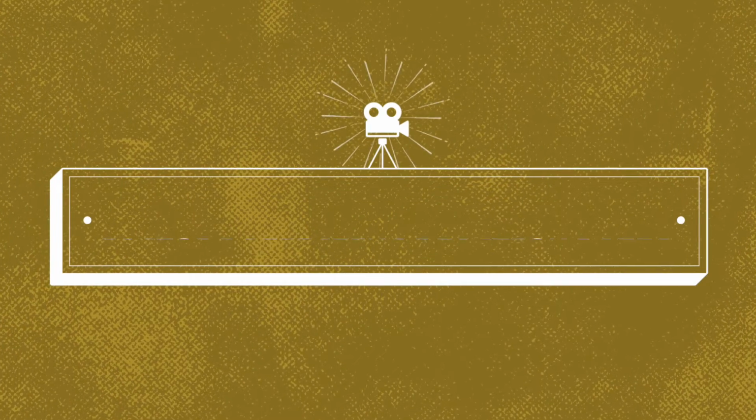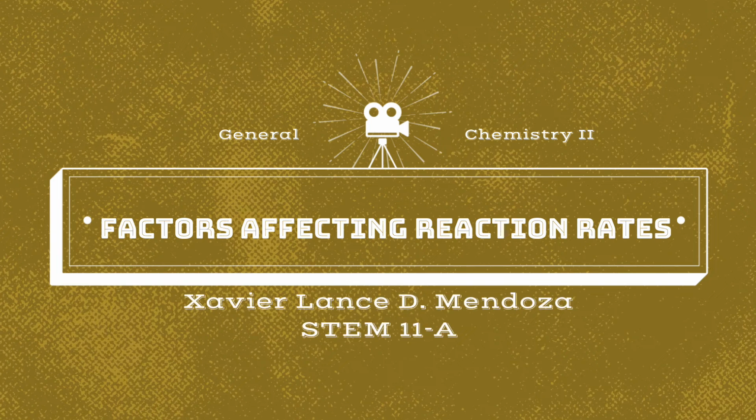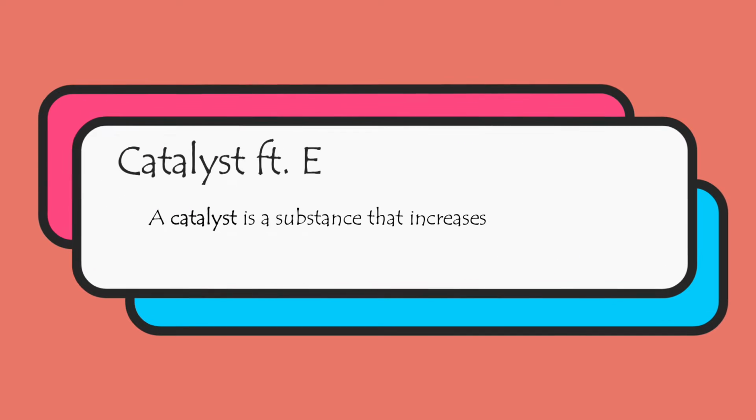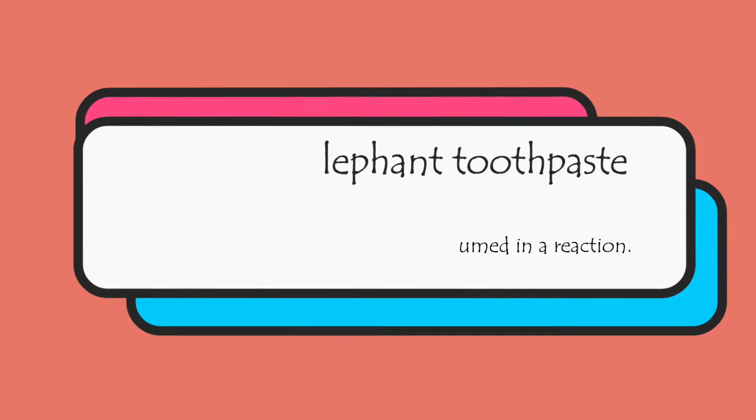Hi guys! So for today's video, we're going to talk about factors affecting reaction rates. So what are we waiting for? Let's go! So the first experiment is catalyst, featuring elephant toothpaste. So let's go!